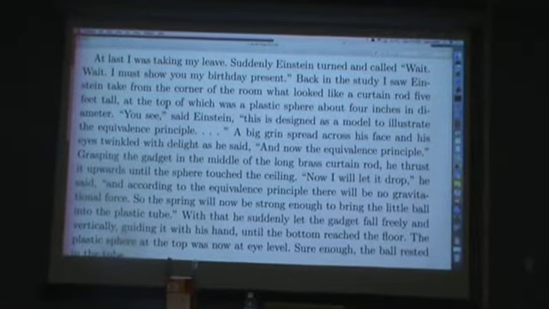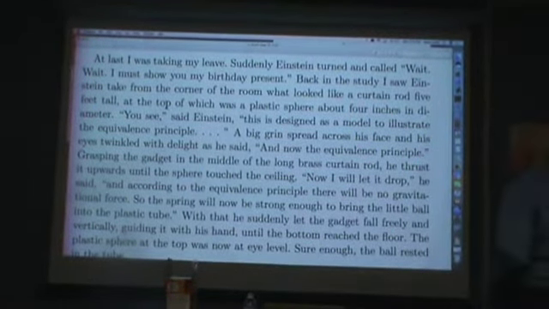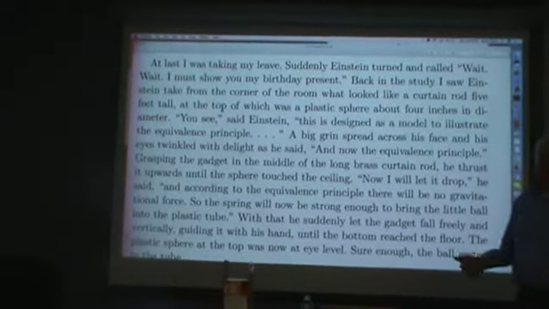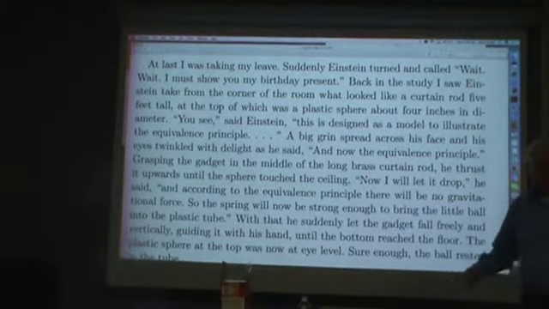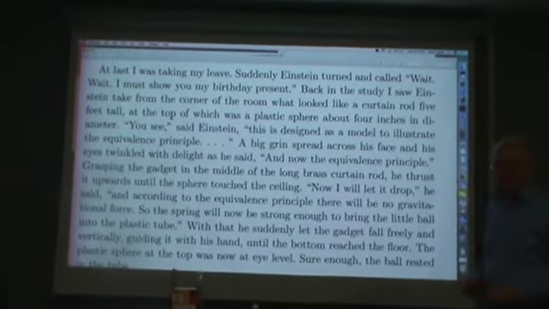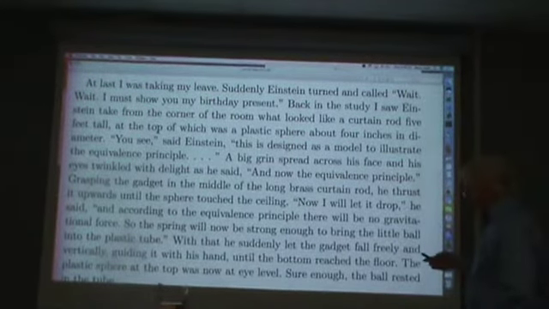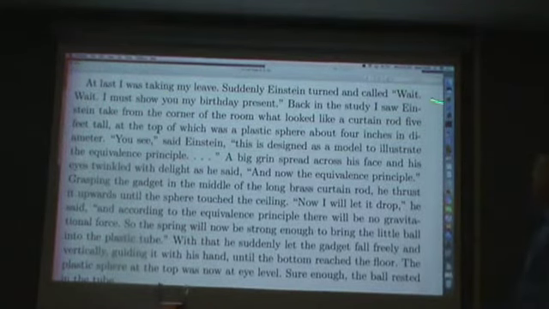Okay, so this is an example of good writing and an example of the equivalence principle, and then I'll do the demo of the equivalence principle, so I think that's useful. So he says here, at last I was taking my leave. Suddenly Einstein turned and called, wait, I must show you my birthday present. Back in the study I saw Einstein take from the corner of the room what looked like a curtain rod, 5 feet tall, the top of which was a plastic sphere about 4 inches in diameter. You see, said Einstein, this is designed as a model to illustrate the equivalence principle.